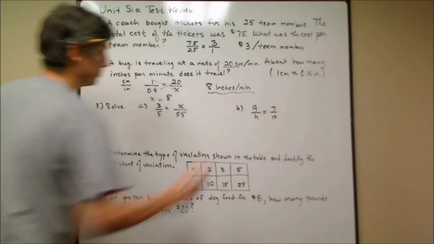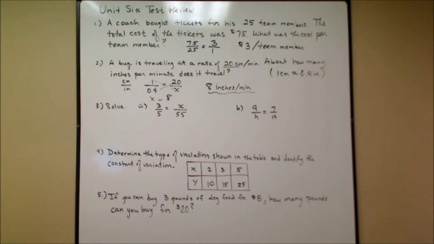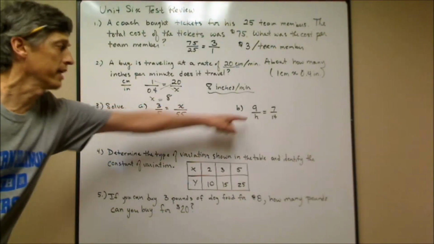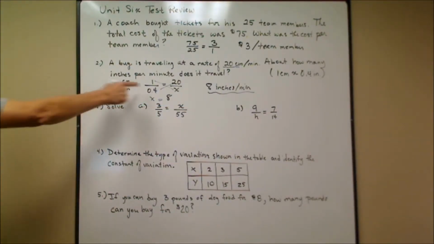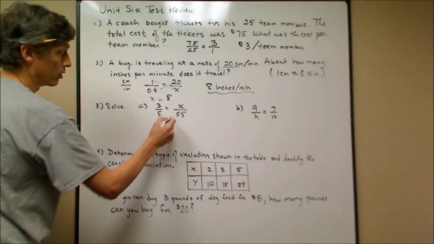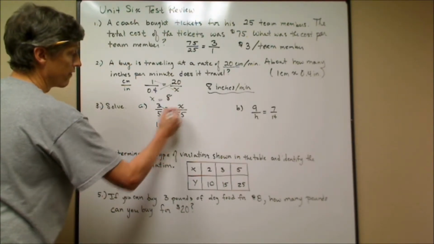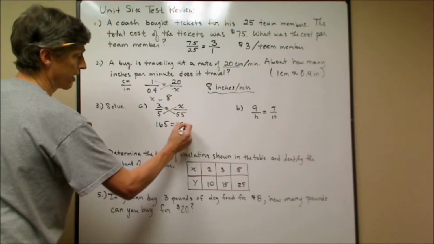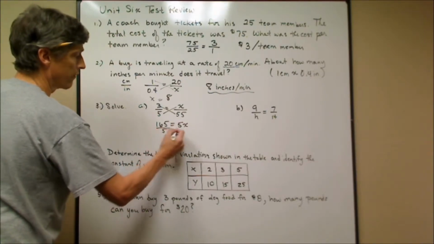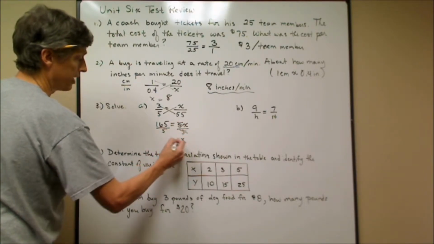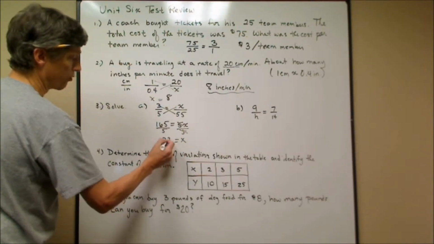Not very fast moving. Then I have a couple of proportions to solve where one of the terms is missing. In this case, it's the third term. Over here, it's the second term. I'm going to use the same steps I did up here. I'm going to cross multiply. 3 times 55 is 165. 5 times x is 5x. I'm going to divide both sides by 5. And I get x is equal to, looks like 33.